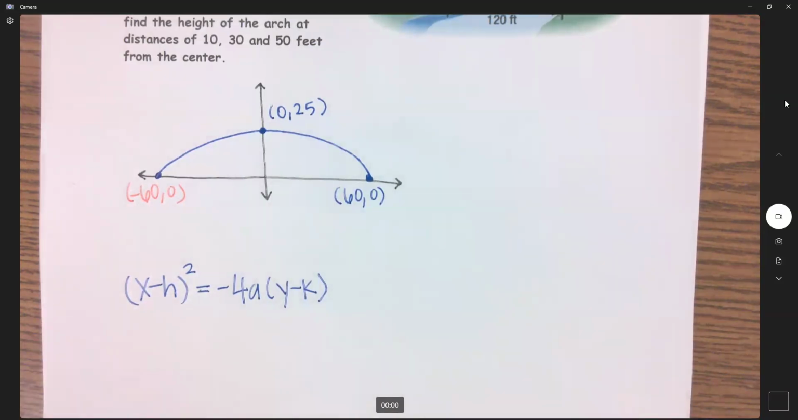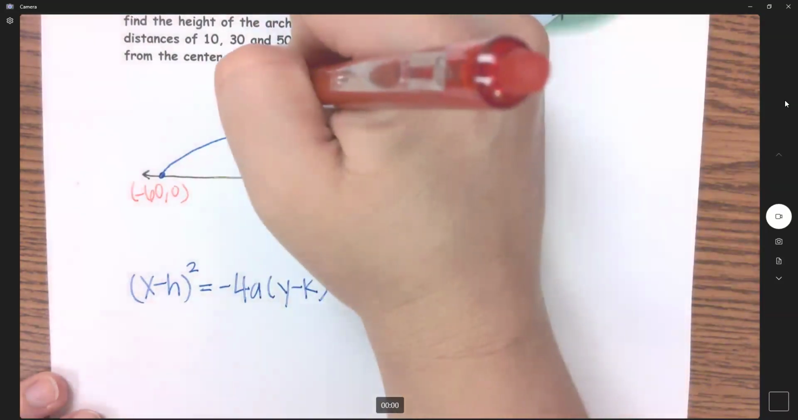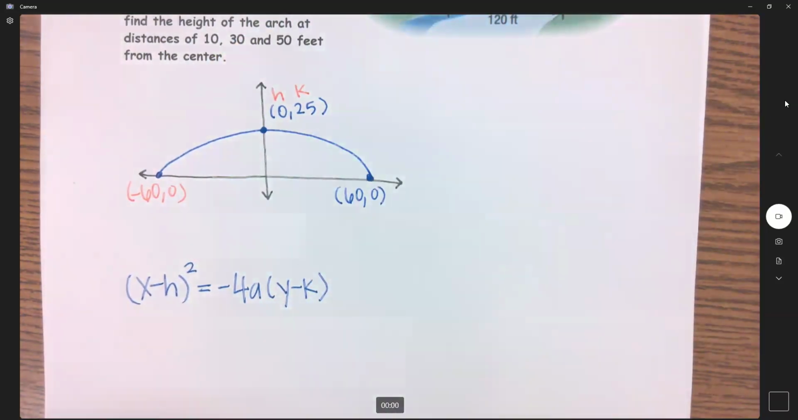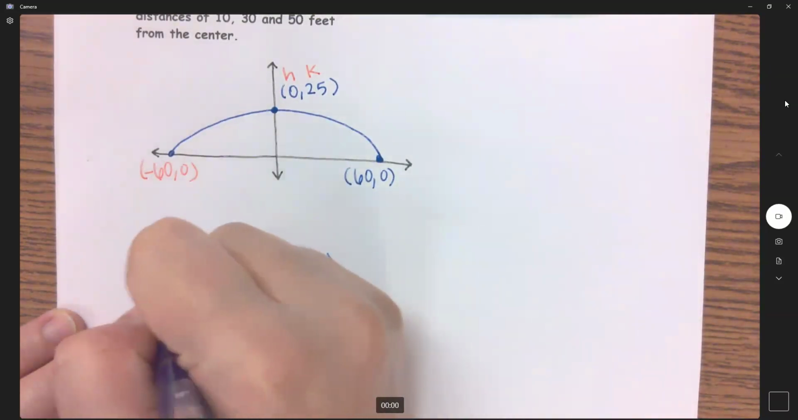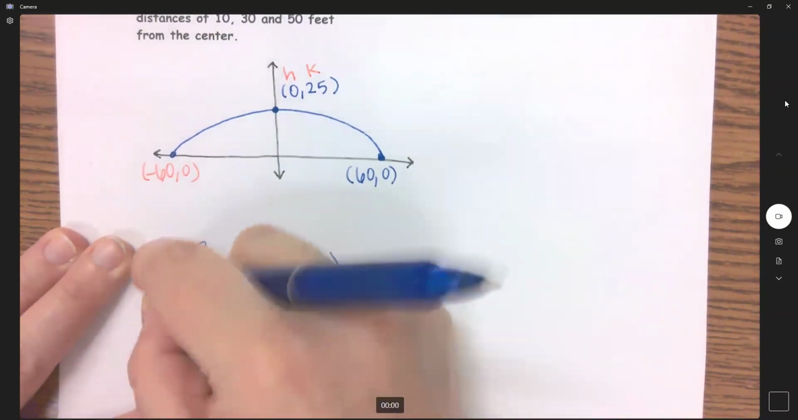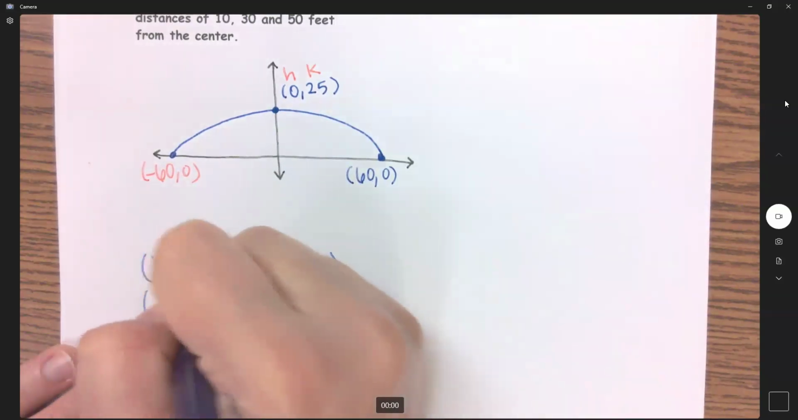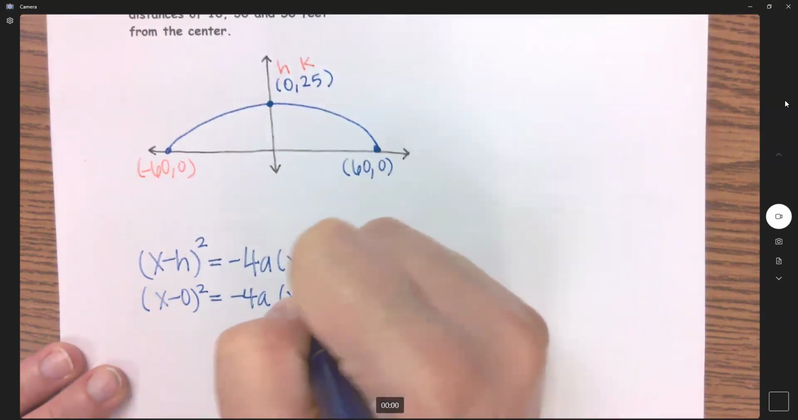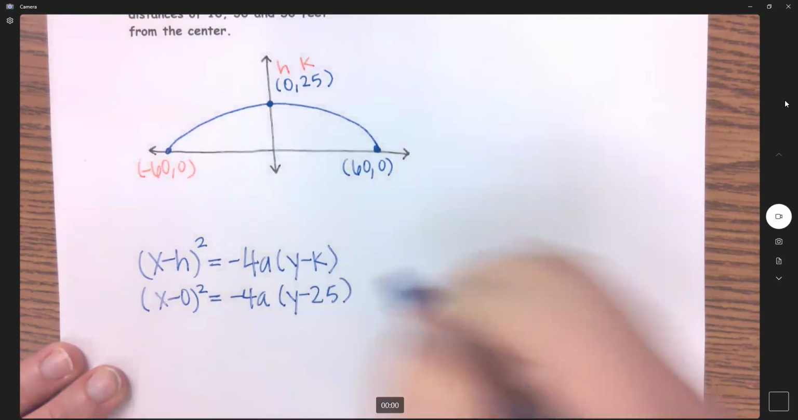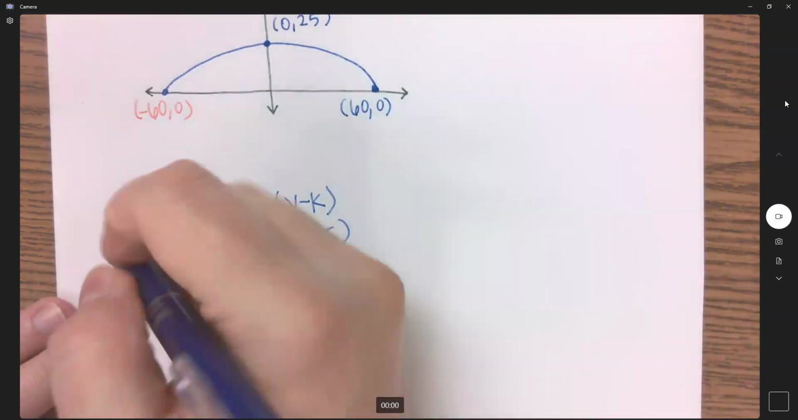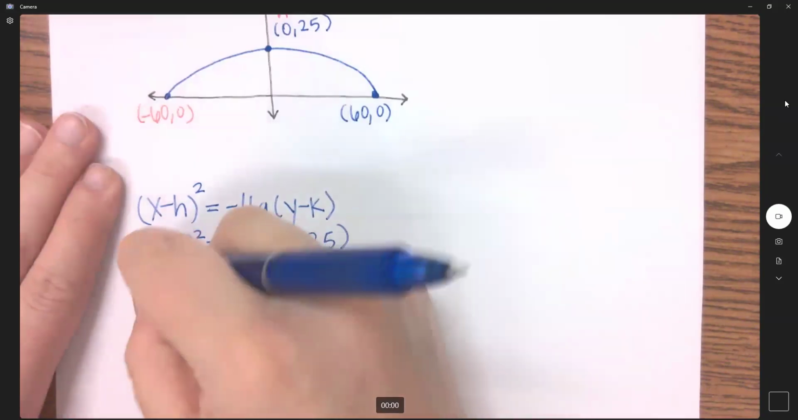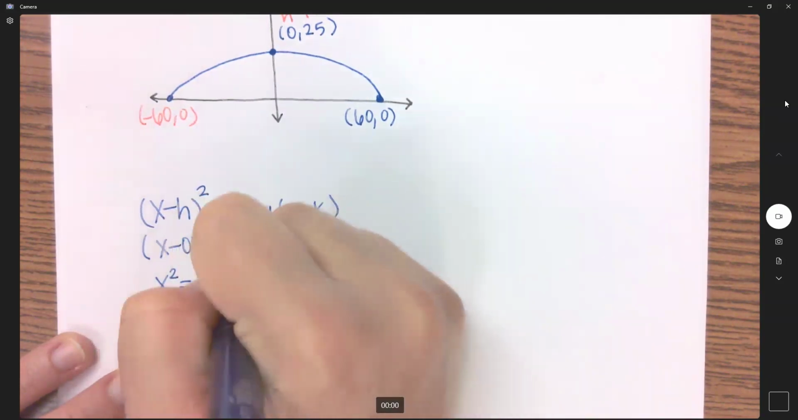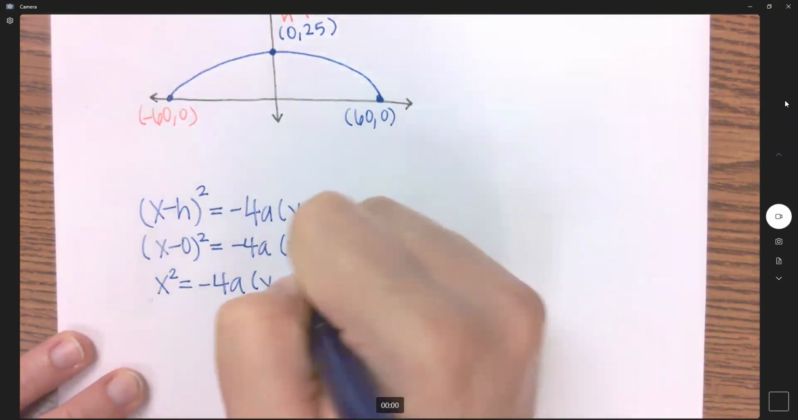So I do know one thing. I do know the vertex. So here is my H and my K. So I'll go ahead and substitute those in. We have x minus 0 squared equals negative 4a, y minus k, which is 25. So I can clean that up a little bit. We have x squared equals negative 4a, y minus 25.